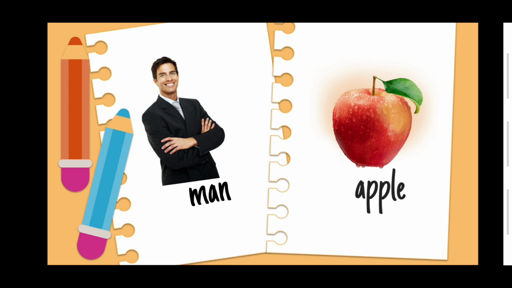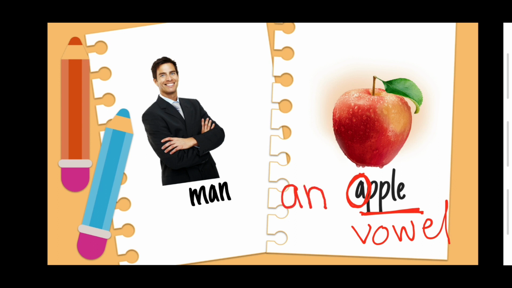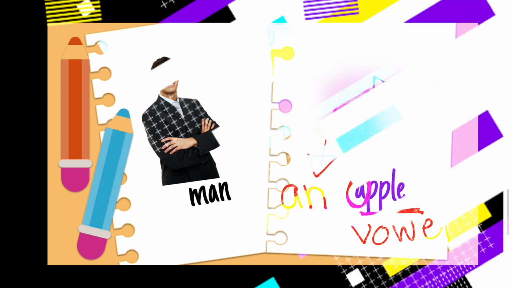One more example. Identify the noun, apple. Identify the first letter of the word, A. Is it a vowel or is it a consonant? It's a vowel. That means that we are going to use AN instead of A. Okay, this is the indefinite article.